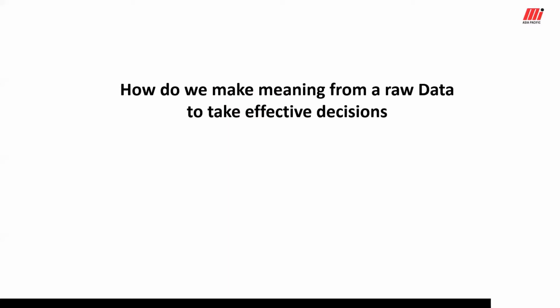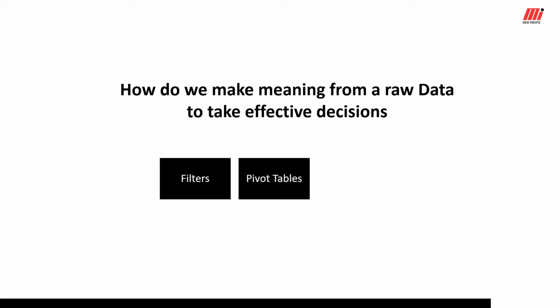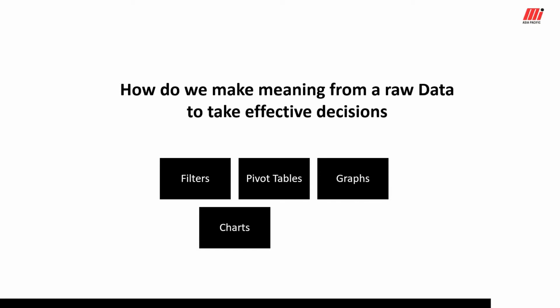How do we make meaning from raw data to take effective decisions? Now, Excel is raw data. How do we make meaning from it to be able to take decisions off of it? There are many ways to do that in Excel. You already know filters. There are pivot tables. We did it in the last session. If somebody's missed it, send me an email. I'll send you the recording. Graphs and charts. These are a few things which really help you make sense of the data. So you can actually see what's going on and see the summary picture and take decisions on top of it.